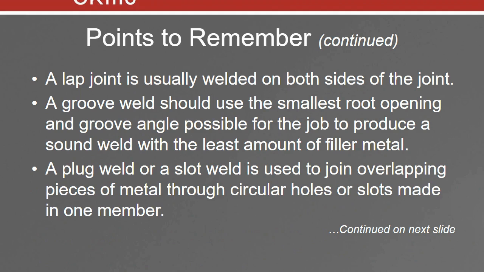A plug weld or a slot weld is used to join overlapping pieces of metal. So just like I explained a few minutes ago, you would have two 1/4 inch pieces, you need to make a 1/2 inch piece, you slap them together, you weld around the edges, and then you have a hole in one of those 1/4 inch pieces of material, and then you do a plug weld, or you can have a slot in them as well.